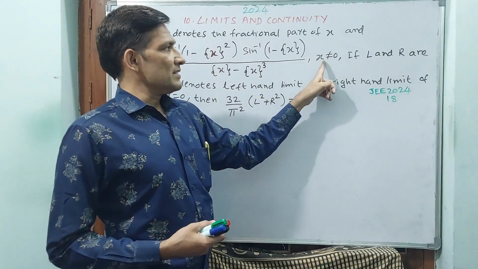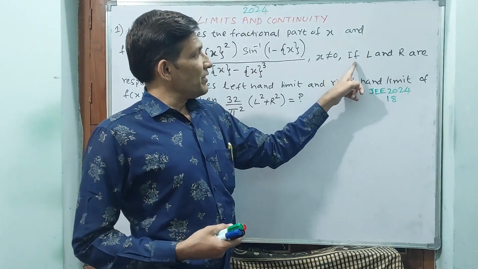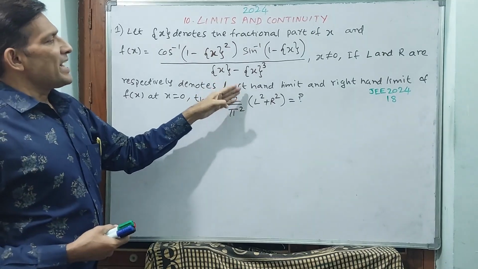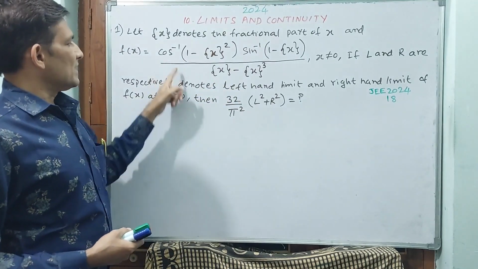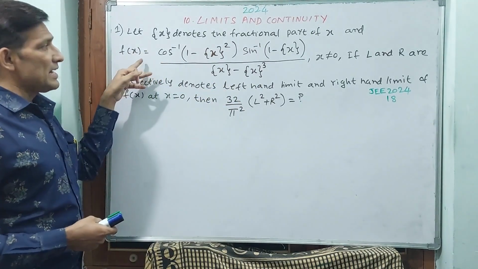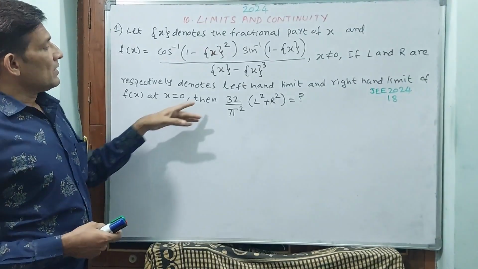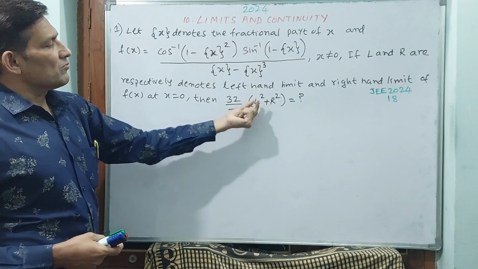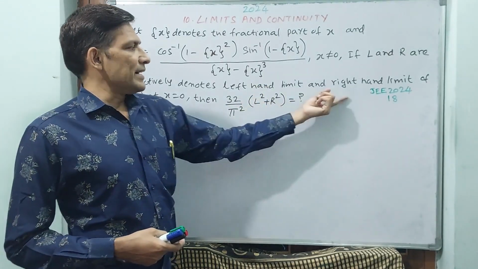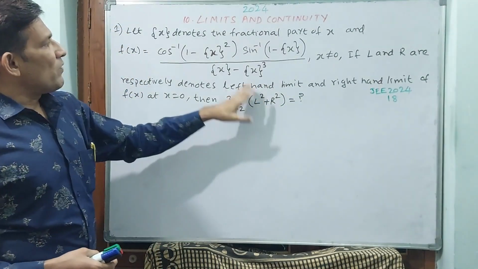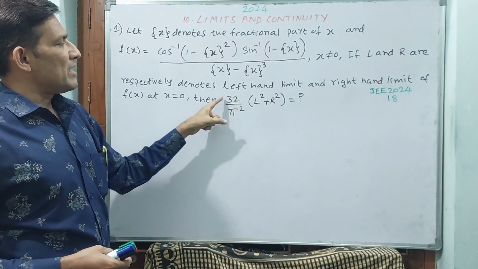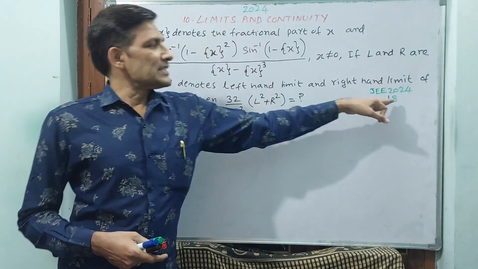They tell us that x is not equal to 0, and if L and R respectively denote the left hand and right hand limits of f(x) at x equal to 0, that means you have to apply the limit at x equal to 0. Then what is the value of 32 by pi square, L square plus R square? What is L? Left hand limit. What is R? Right hand limit. First we have to find the left hand limit and right hand limit. If you square and add those two and multiply with 32 by pi square, the answer should come 18.